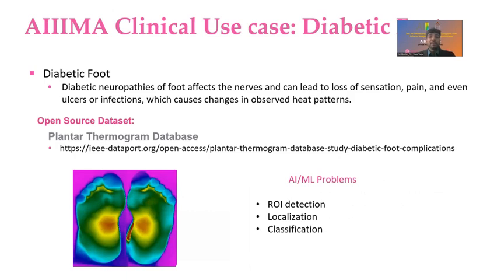Diabetic neuropathy of the foot is another area. It affects nerves and can lead to loss of sensation, pain, and even ulcers or infections. Again, these can cause changes in heat patterns. With AIIMA, we are able to classify whether it is a diabetic foot complication or not. There is a dataset called the plantar thermogram dataset, which has multiple foot images and their corresponding foot complications. You can use this dataset for identifying the region of interest, localizing where the problem is, as well as classifying whether it is really due to some kind of foot complication or not.